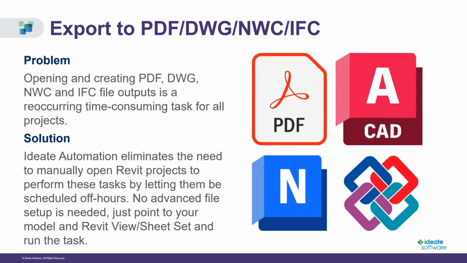Exporting to PDF, DWG, NWC, and IFC. These are all outputs that are recurring for everybody. You have to deliver on them. They're very time consuming, and you have to do them for all tasks. They're very error prone. You have to figure out a way how you can automate that. So what this solution does is it eliminates the need to manually open the Revit model, go in and try to figure out what the sheet set and view set looks like, all that. And you can also schedule that off hours. For this export workflow, all you need is the Revit model, and you need to know what view and sheet set to use to run the task.